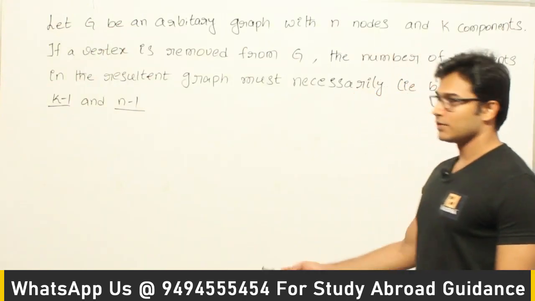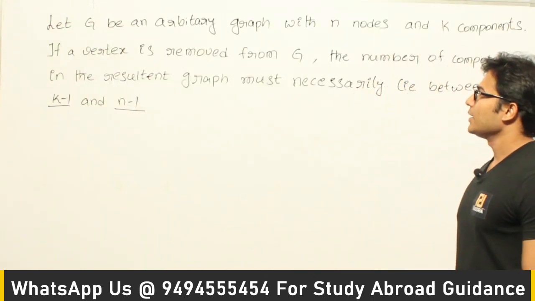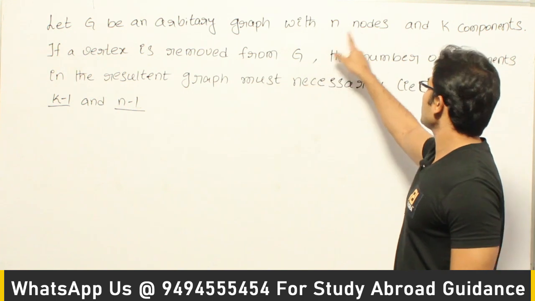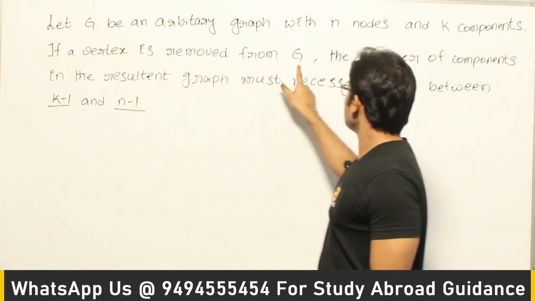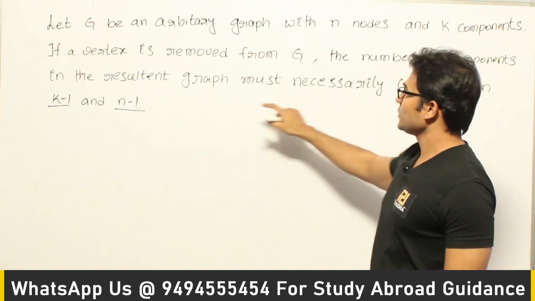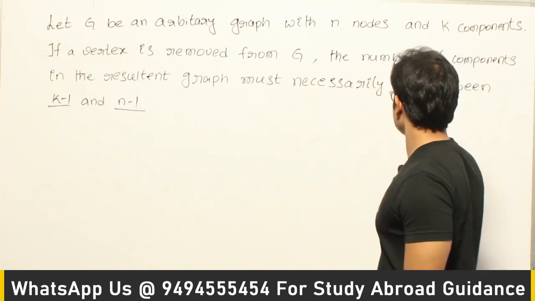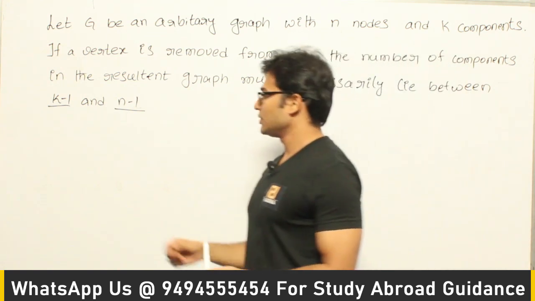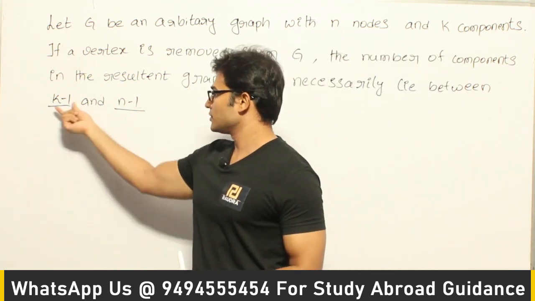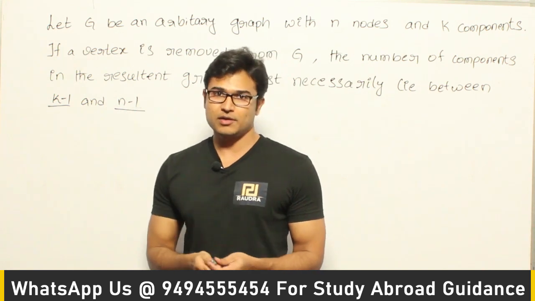Now let's see this question. This is given in GATE 2003. Let G be an arbitrary graph with n nodes and k components. If a vertex is removed from G, the number of components in the resultant graph must necessarily lie between k minus 1 and n minus 1. So this is not given. So options are not given, and we are supposed to find that out.